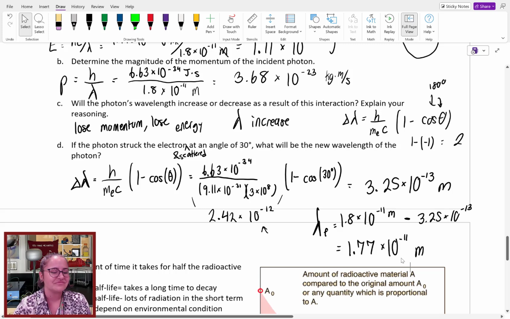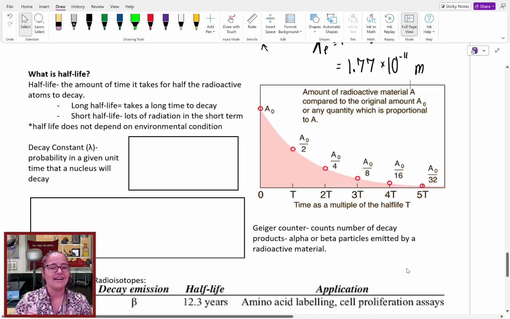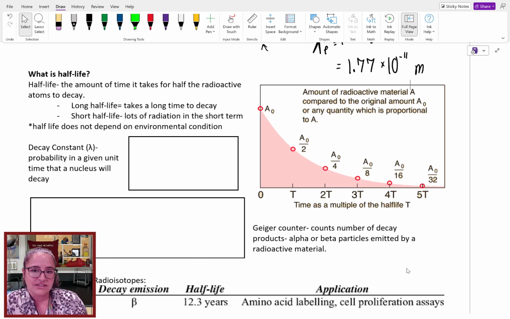Okay, we have one more thing left to talk about with nuclear reactions, and that has to do with the rate at which they occur, which is given by something called the half-life. Now, the half-life is defined as the time that it takes for half of the radioactive atoms to decay. So something that has a long half-life takes a long time to decay. A short half-life will release lots of radiation in the short term because it's decaying constantly.